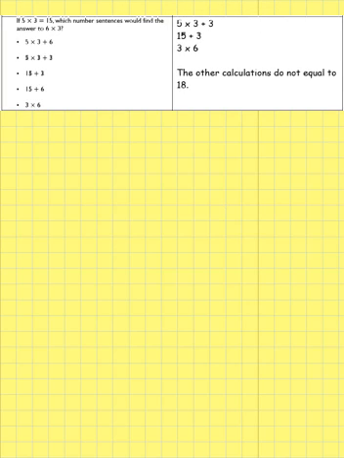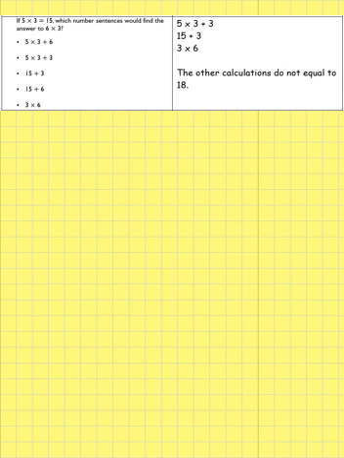Moving on to this next challenge. If 5 multiplied by 3 is equal to 15, which number sentences would find the answer to 6 multiplied by 3? So this question was getting you to consider what the possible answer was and what other calculations would give you the same answer. So the options were 5 multiplied by 3 plus 6, 5 multiplied by 3 plus 3, 15 add 3, 15 add 6, and 3 multiplied by 6. So the answer that we were after was 6 multiplied by 3.